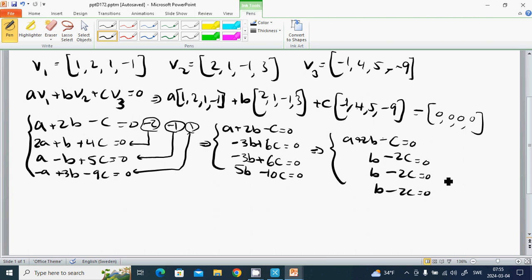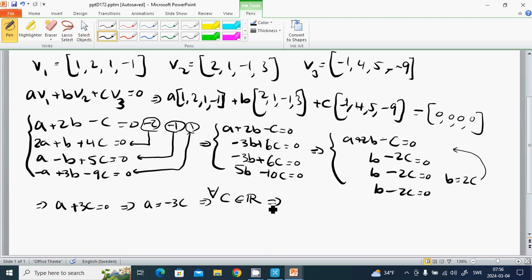Then b is 2c, put it here. We are going to take a plus 3c is 0, then a equals minus 3c. Then c is any value in R, any value for c. Then v1, v2, v3 are dependent. It has a specific value.